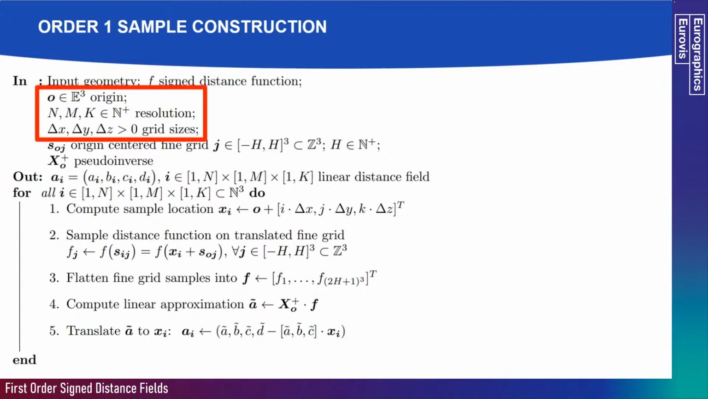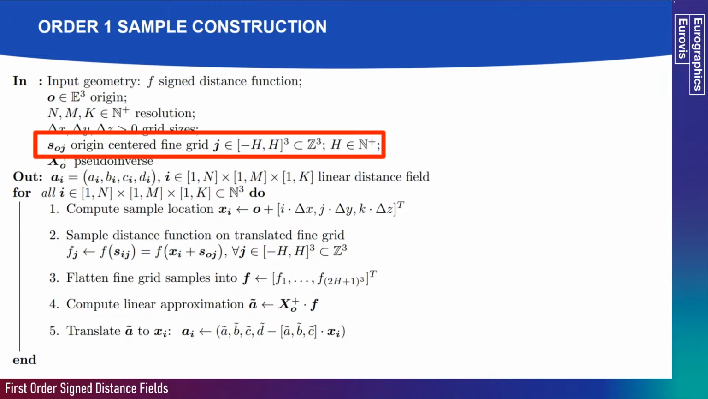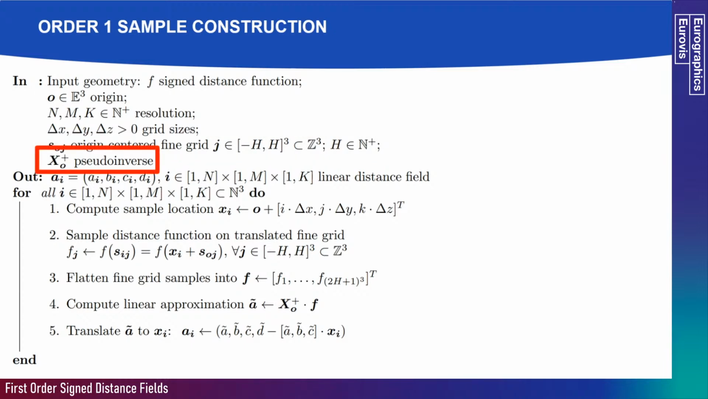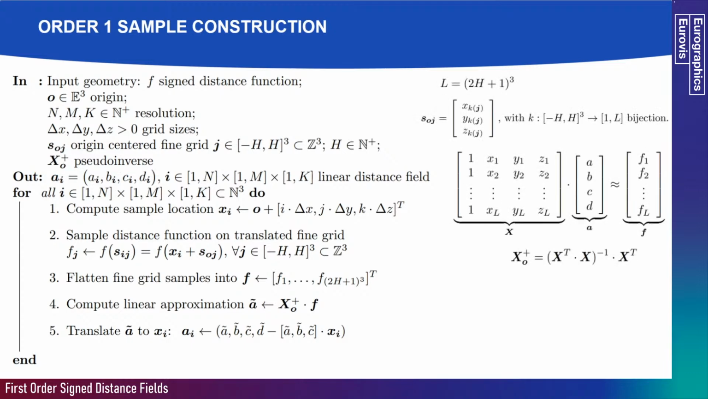The next three parameters describe the dimensions of the constructed distance field. Then we need a fine grid around every sample, which will be used to fit the linear polynomials. The last parameter is a pre-computed matrix for the polynomial fitting. This only depends on the fine grid locations. The matrix is a least squares solution to the linear equation on the right.